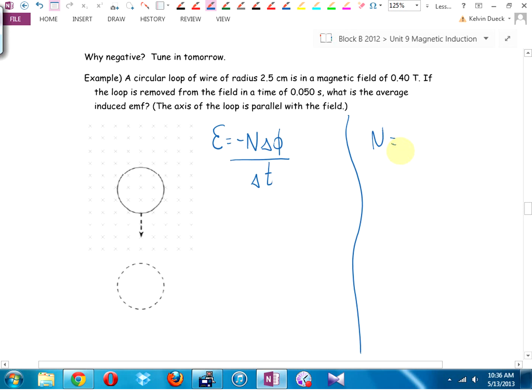For instance, what's N in this question? How many turns of wire? 1. Why 1? You're correct. Who said 1? Why 1? Can you all underline the word wire? They'll do that often if they use a singular descriptor. The wire, then assume it's 1 if they don't give you a number. So N is 1.